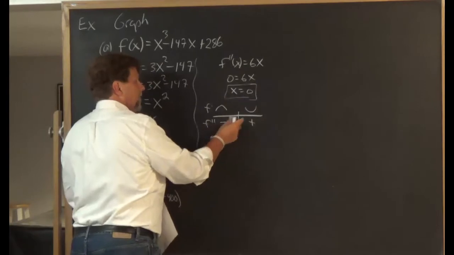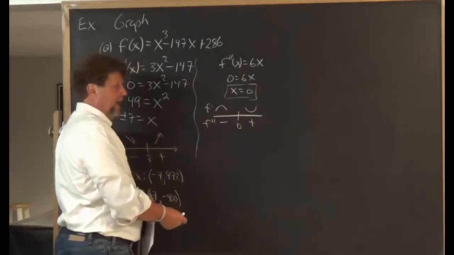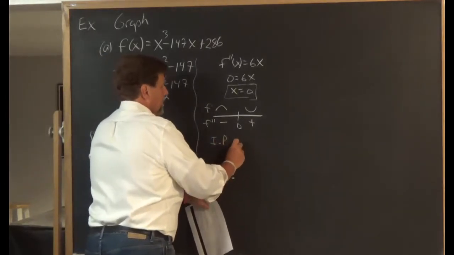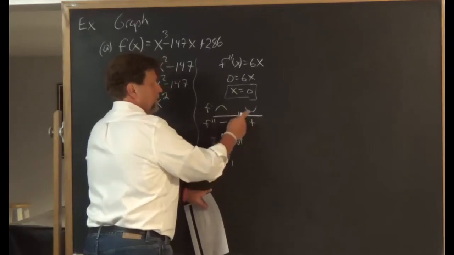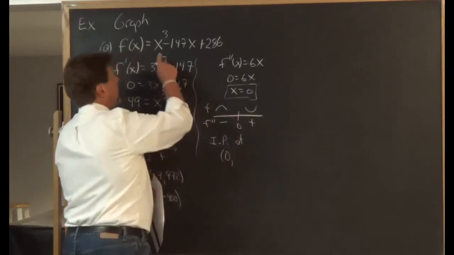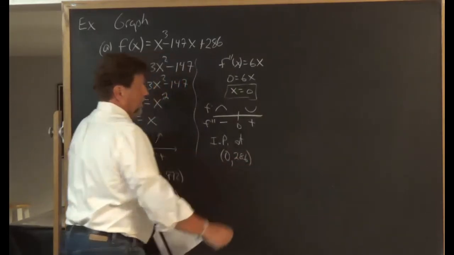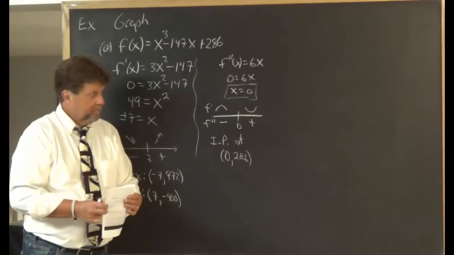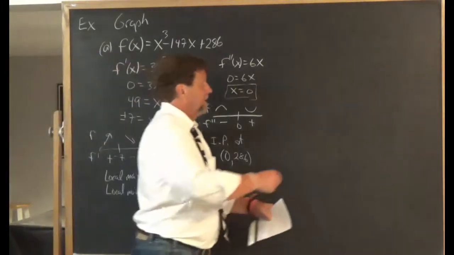So I see intervals of concavity. I see it's concave down. I see where it's concave up. I also see where there's an inflection point. There's an inflection point at the x value of 0. That's where it changes concavity. And the y coordinate is 286. All right, so I think I have enough information to sketch the graph.